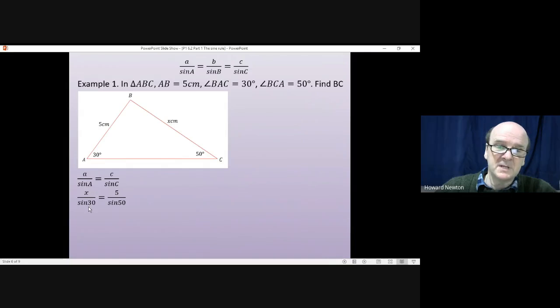So you get x over sine 30 is equal to 5 over sine 50. Moving the sine 30 to the other side and multiplying by it gives us x equals 5 times sine 30 divided by sine 50. And then you just put everything into the calculator, and that gives you the answer that x, or BC, is equal to 3.26 centimeters to 3 significant figures.